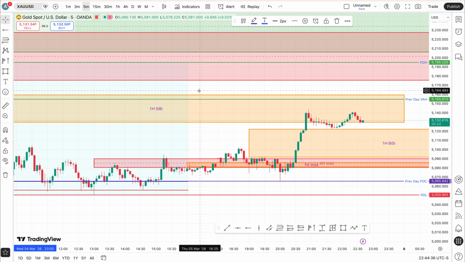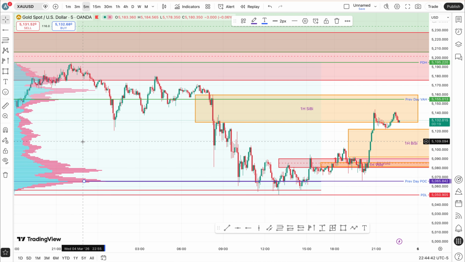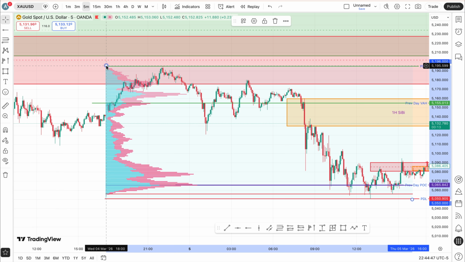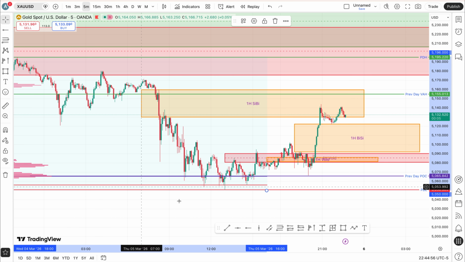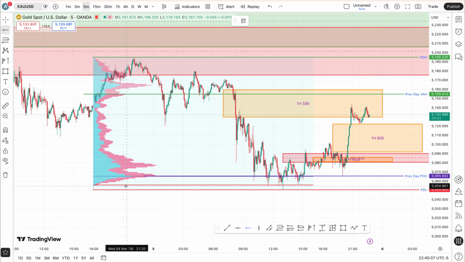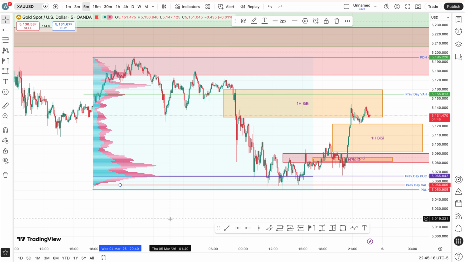We can also use the 5-minute time frame to refine the levels. So as you can see, I will start at 1800 and this ends at 1600. So the previous day's POC is at 5065 and the previous day's value area low is at this level at 5056.